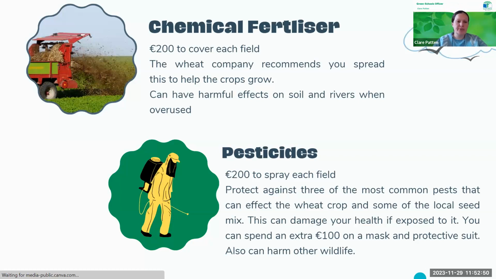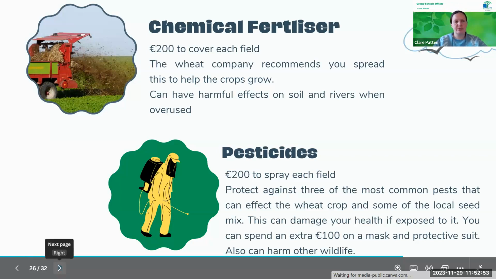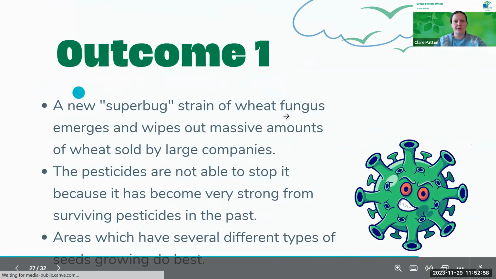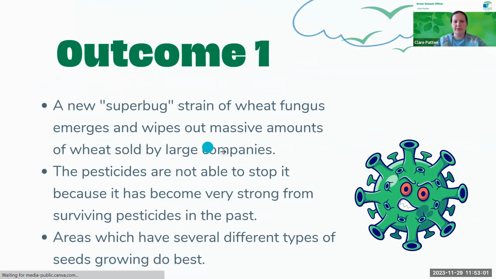Okay, so now I'm going to tell you, if you wrote down number 1, this is what happens on your farm that year. So this year, a new superbug strain of wheat fungus comes and it wipes out massive amounts of wheat that was sold by the large companies. So pesticides that were developed in the past are not able to stop this superbug strain of the wheat fungus. Because so much pesticide has been used in the past, that really strong type of fungus has come along.